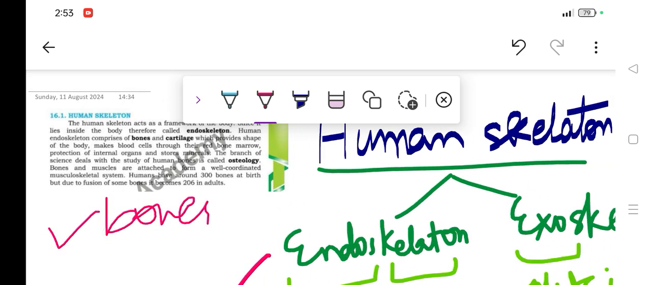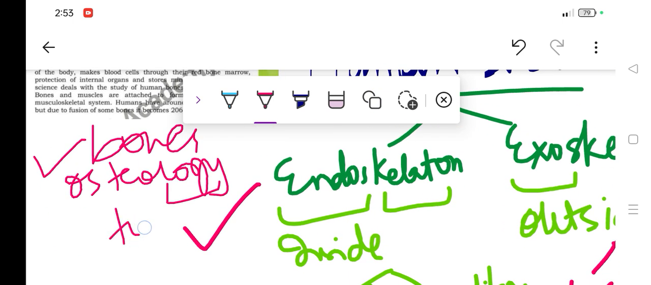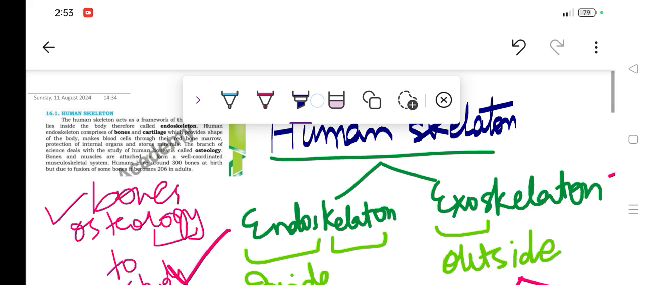The branch of science that deals with the study of human bones is called osteology. Whenever you see "logy", it means to study. There are different types of study. If we talk about tissues, that's called histology. When we talk about bones, that's called osteology. So yes, this was an important point also written in our book.